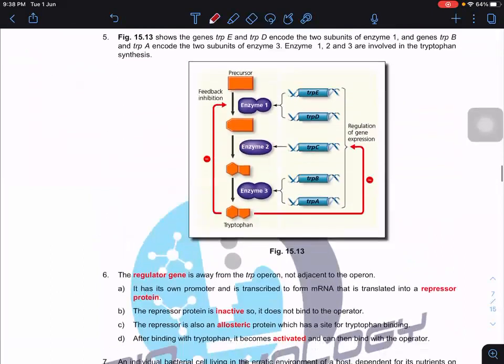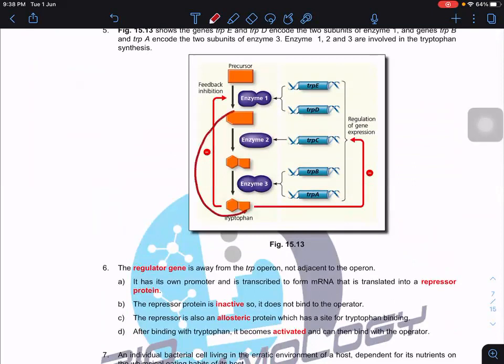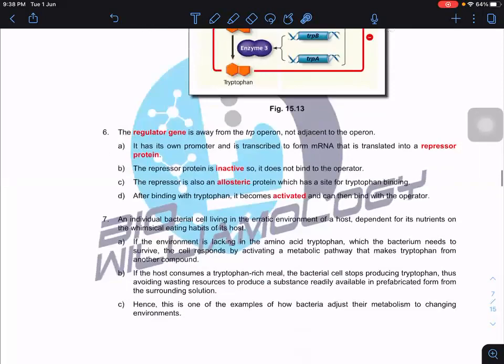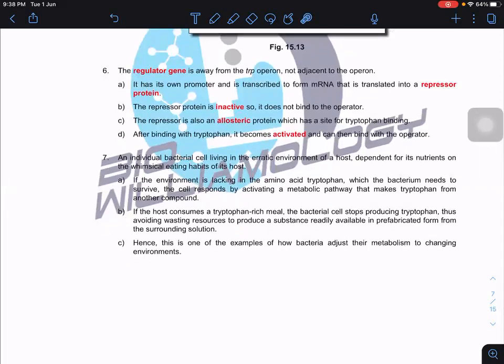So this is extra information for you guys. We can inhibit at the protein level and at the gene level. So how do we inhibit at the gene level? Let us look at the regulatory gene. The regulatory gene here is away from the tryptophan operon, not totally nearby. Again, what does it code for? It codes for the repressor protein. So what is this repressor protein? The repressor protein is actually inactive. The repressor also has allosteric sites to be bound by tryptophan. Once the tryptophan binds, it becomes activated. So it depends on the nutrients.